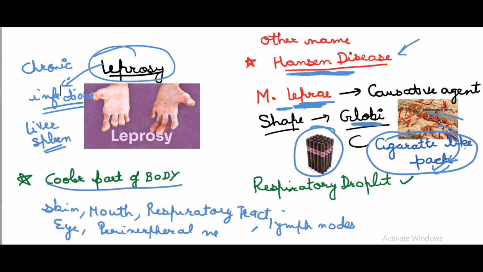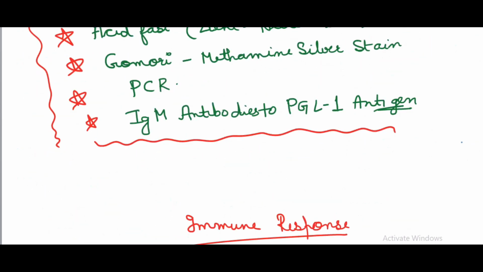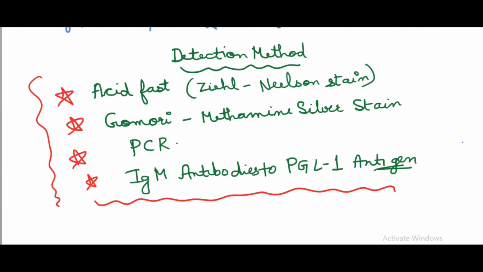Now how can you detect these bacilli? So these are the various methods. The first is the acid fast, that is the Ziehl-Neelsen staining. It is similar to staining for M. tuberculosis, and it uses a lower concentration of the sulfuric acid.